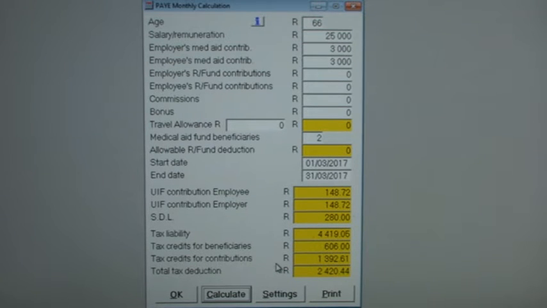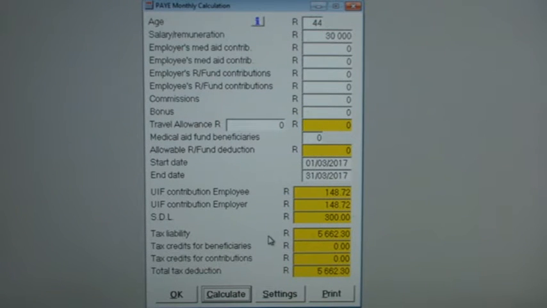If I had to make this taxpayer's age 65 or older, then you can see that not only is the tax liability less, but the employer is obliged to grant the employee additional tax credits for contributions in addition to tax credits for beneficiaries. Medical aid fund contributions may not be used as a deduction against income, but are instead converted to tax credits, and the tax credits come straight off the tax you have to pay.